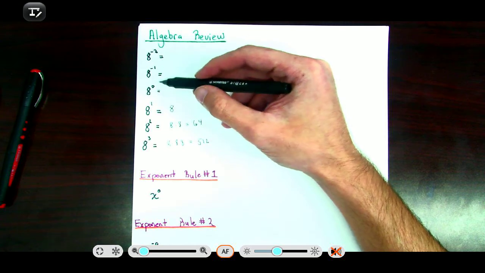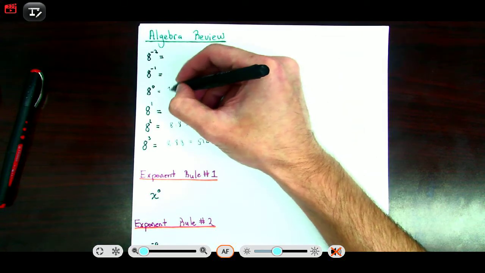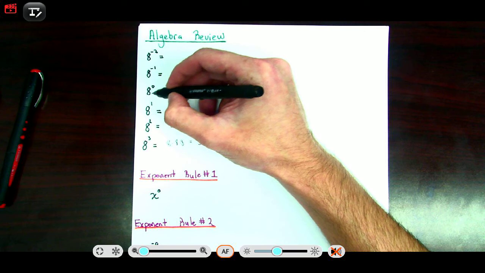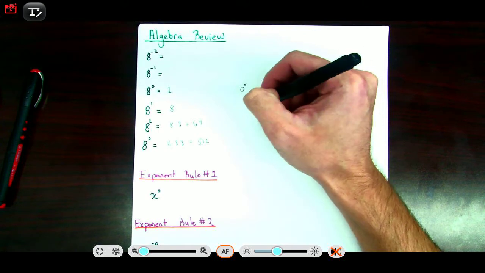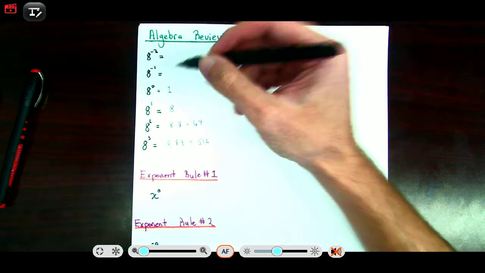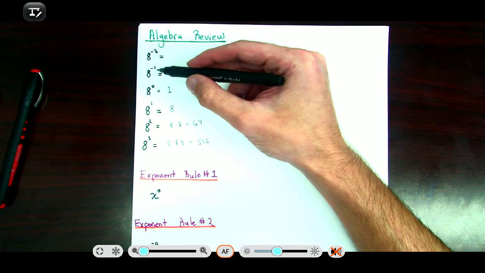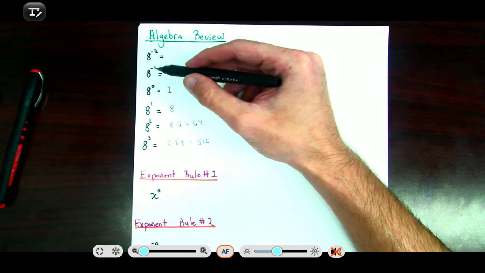If we say 8 to the 0, this is 1. Any value to the power of 0 will be 1, except 0 to the 0. You're not allowed to go with that. But then what happens if we have a negative value, like 8 to the negative 1?